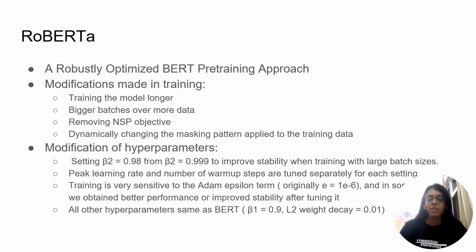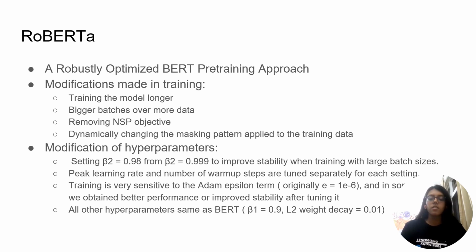Okay, so now we can come to how exactly RoBERTa has made its improvements over BERT. RoBERTa stands for a robustly optimized BERT pre-training approach, and this name gives us the idea that they were trying to improve BERT by changing its training process. The modifications they propose are that we will train the model longer, with bigger batches and over more data. We'll remove the next sentence prediction objective entirely, even though the BERT paper has said that this is important, and we'll change the masking pattern from a static one to a dynamic one that we apply to the training data.